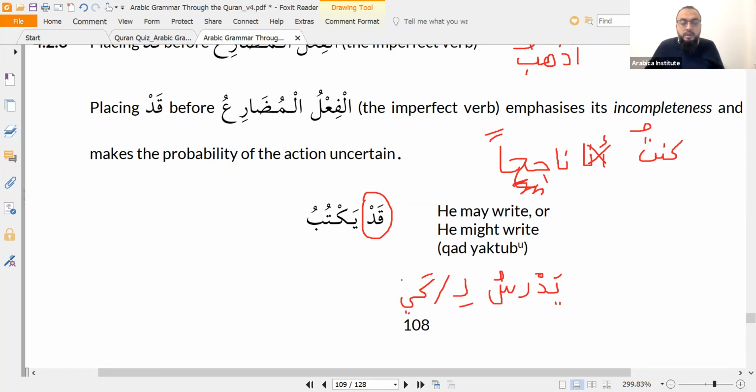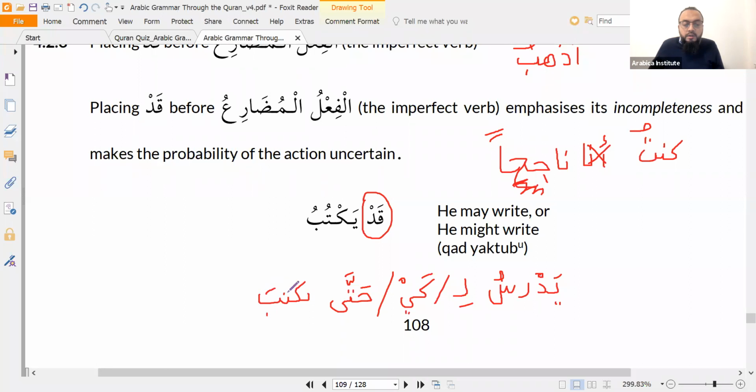All right. A very common one is actually also hatta. Hatta also means "so that," and it will be followed by an imperfect verb. So say yadrusu, li, or kay, or hatta. And then what did you want to say? In order to write better. So you don't need to translate the word "may." Hatta yaktuba.